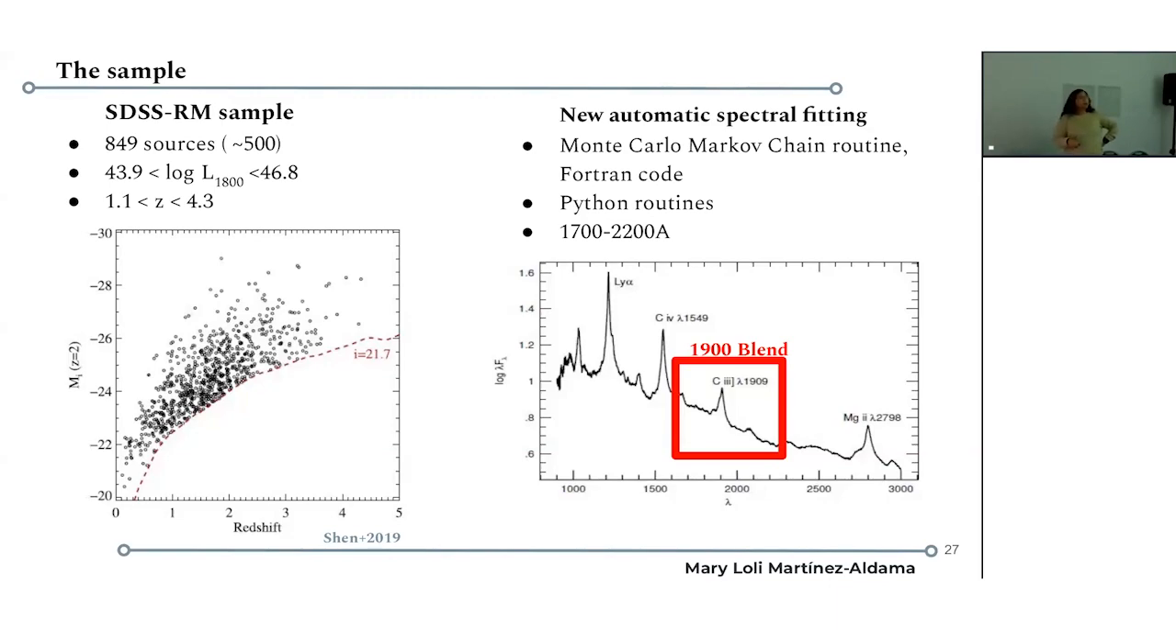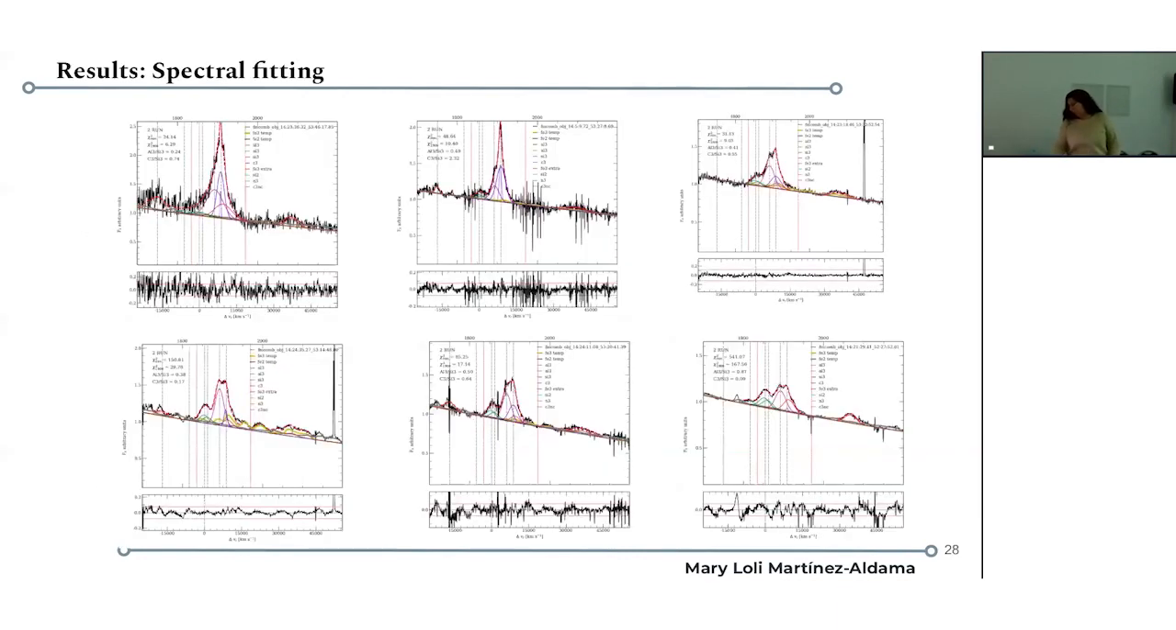And how are we going to do this? Well, we have now a Monte Carlo Markov chain routine that is based on Fortran. We decided to use this because it's faster. And I'll also combine it with Python routines to make the plots and so on. And we are going to fit basically this small range. And these are our results.